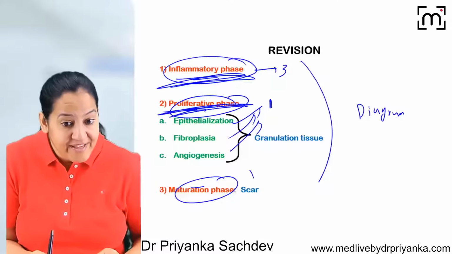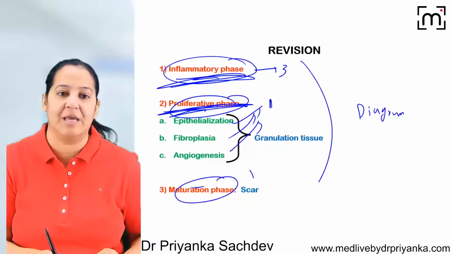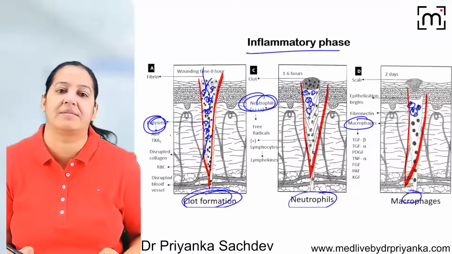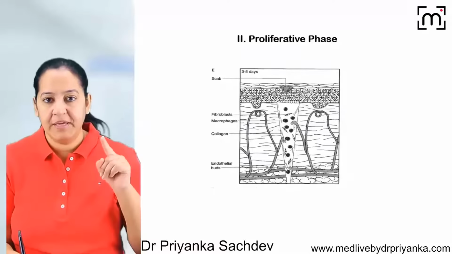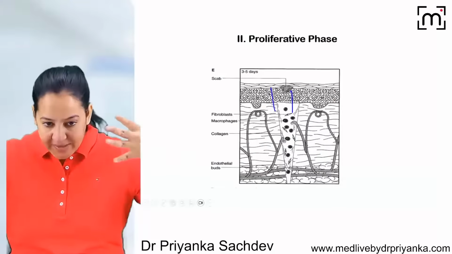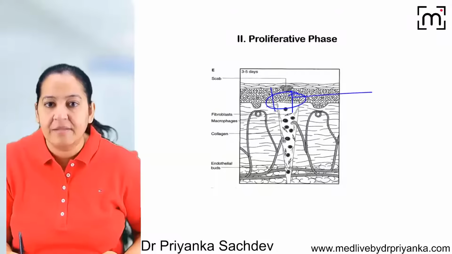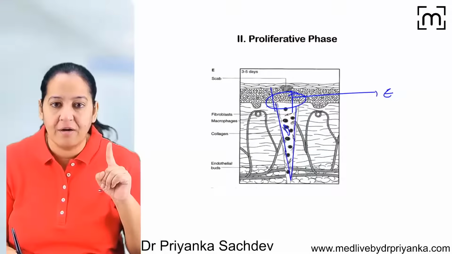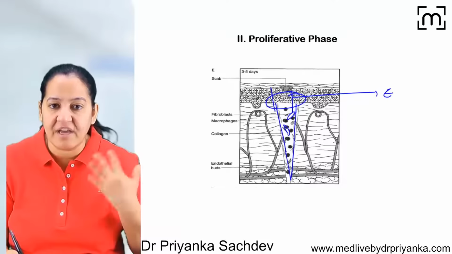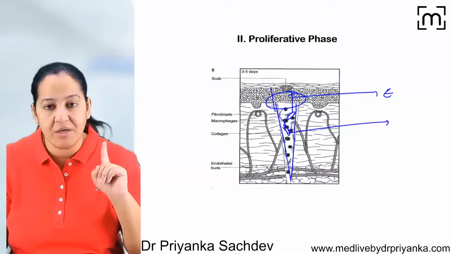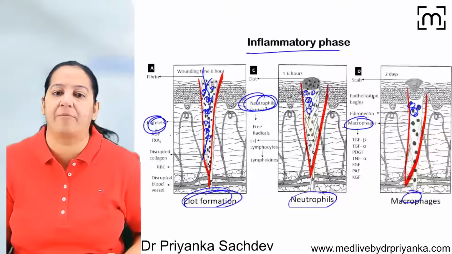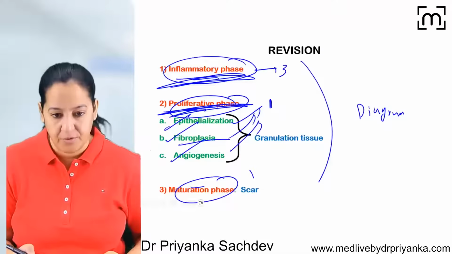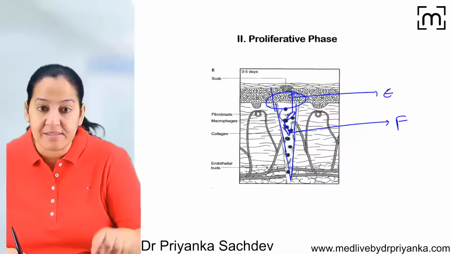Coming to proliferative phase, in one diagram, I will show you 3 things: epithelialization, fibrogenesis, angiogenesis. So you see, here you can see the epidermis coming towards each other and merging at the center. This is epithelialization. Fibrogenesis is fibroblast. You can see here, fibroblasts are there. They are forming the collagen. Formation of collagen by fibroblast is known as fibrogenesis, fibroplasia.